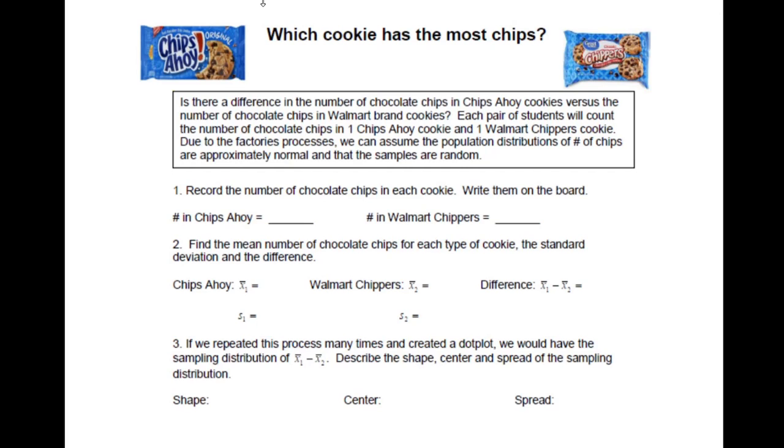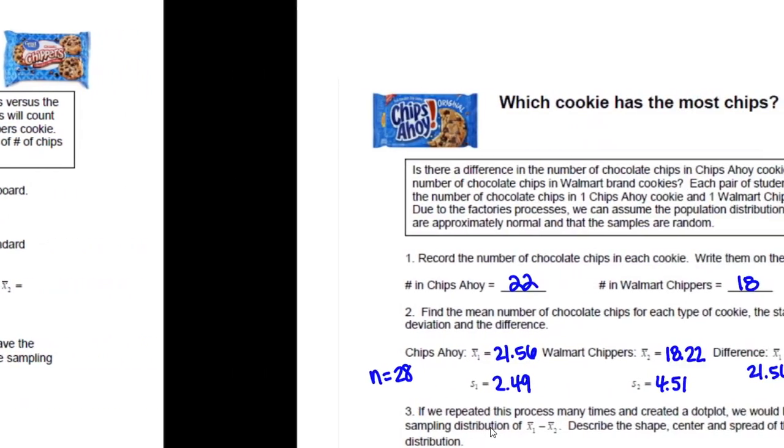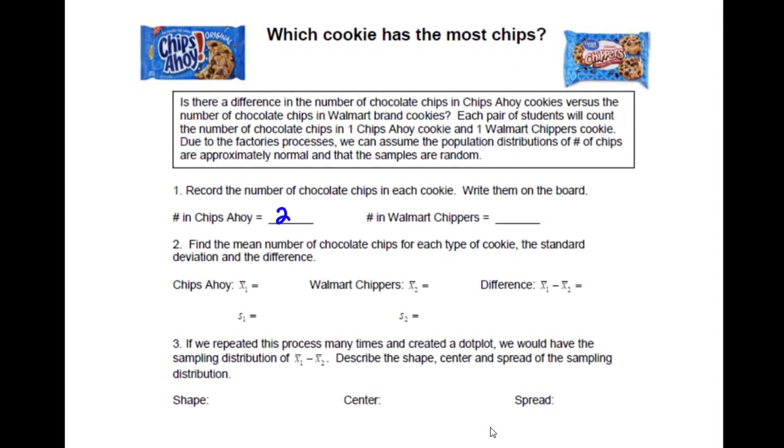So if I took my sample, I have some cookies in front of me, and I'm going to count the number of chips in the Chips Ahoy and the number of chips in the Walmart chippers. And then what I'm going to get is 22 and 18. So I got 22 in the Chips Ahoy, and I got 18 in the Walmart chippers. So if you're at home, you can say that you got the same thing as me. If you're at school, you'll get your own numbers.